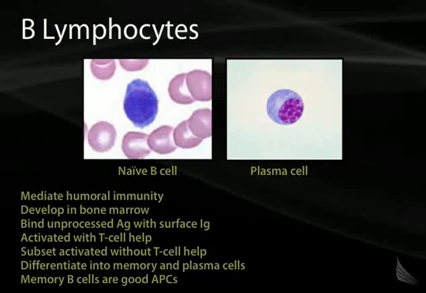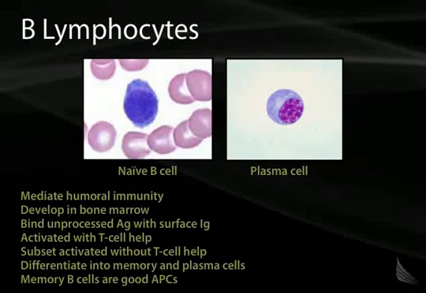Now, what are B lymphocytes? What do they do? They mediate what we call humoral immunity, and we'll talk about that a little bit later on. These cells develop in the bone marrow, as do all lymphocytes. They also mature in the bone marrow. They bind unprocessed antigen with surface Ig. So these lymphocytes get out into the blood, and they look for antigen in its native conformation, which is important in distinguishing them from the function of T cells.